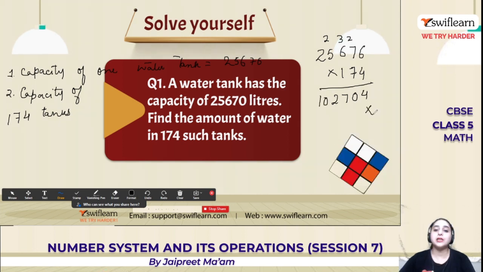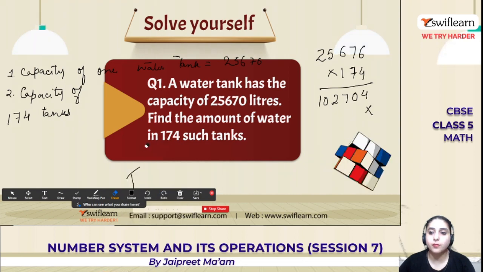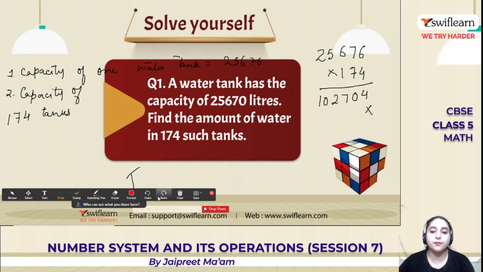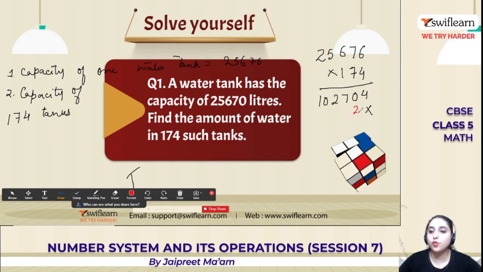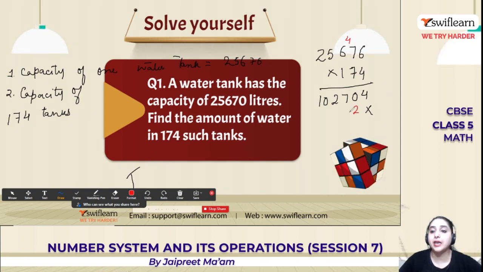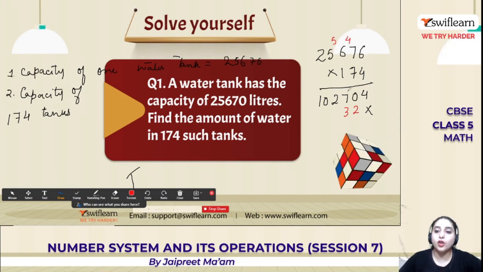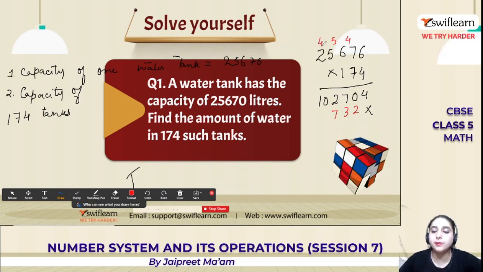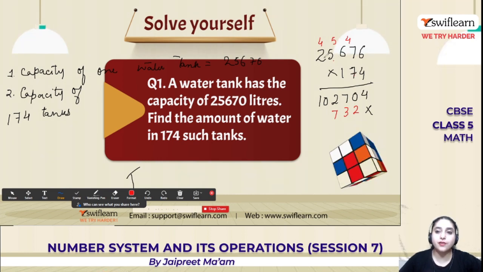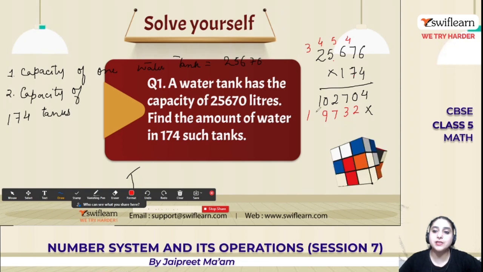Then you have to multiply it by 7. So 7 times 6 is 42. First erase the previous carries. Yeah, 7 times 6 is 42, 4 will be carried forward. 7 times 7 is 49 plus 4 will make it 53, so 5 will be carried forward. 6 times 7 is 42 plus 5 is 47, 4 will be carried forward. 7 times 5 is 35 plus 4 will make it 39, 3 will be carried forward. 7 times 2 is 14 plus 3 will make it 17.